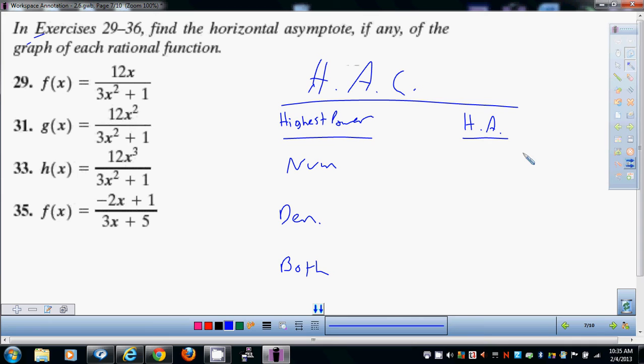Now, let's think of an example of a function where it's in the top. x squared. That's the same as x squared over 1. And in x squared over 1, the highest power is obviously in the numerator, right? Does x squared tail off anywhere, or does it just keep shooting up to infinity? It just shoots up. It doesn't tail off anywhere. When your highest power is in the numerator, you will have no horizontal asymptote.